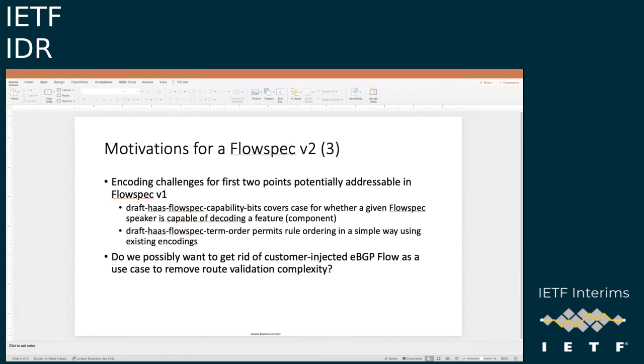Ji, you have the microphone again. So, okay, they took their hand down.